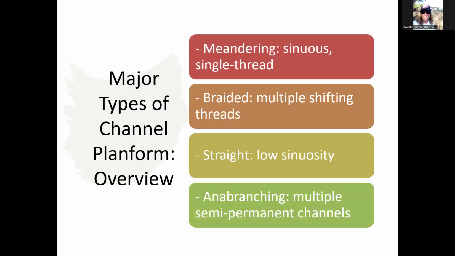So there's a couple major types. We have what are called meandering or sinuous, so single-threaded rivers. We have braided, where you have multiple shifting threads of a river. You have just a straight river, which is really low sinuosity. And then we have anabranching, which is multiple semi-permanent channels that go in and out depending on discharge and incoming.